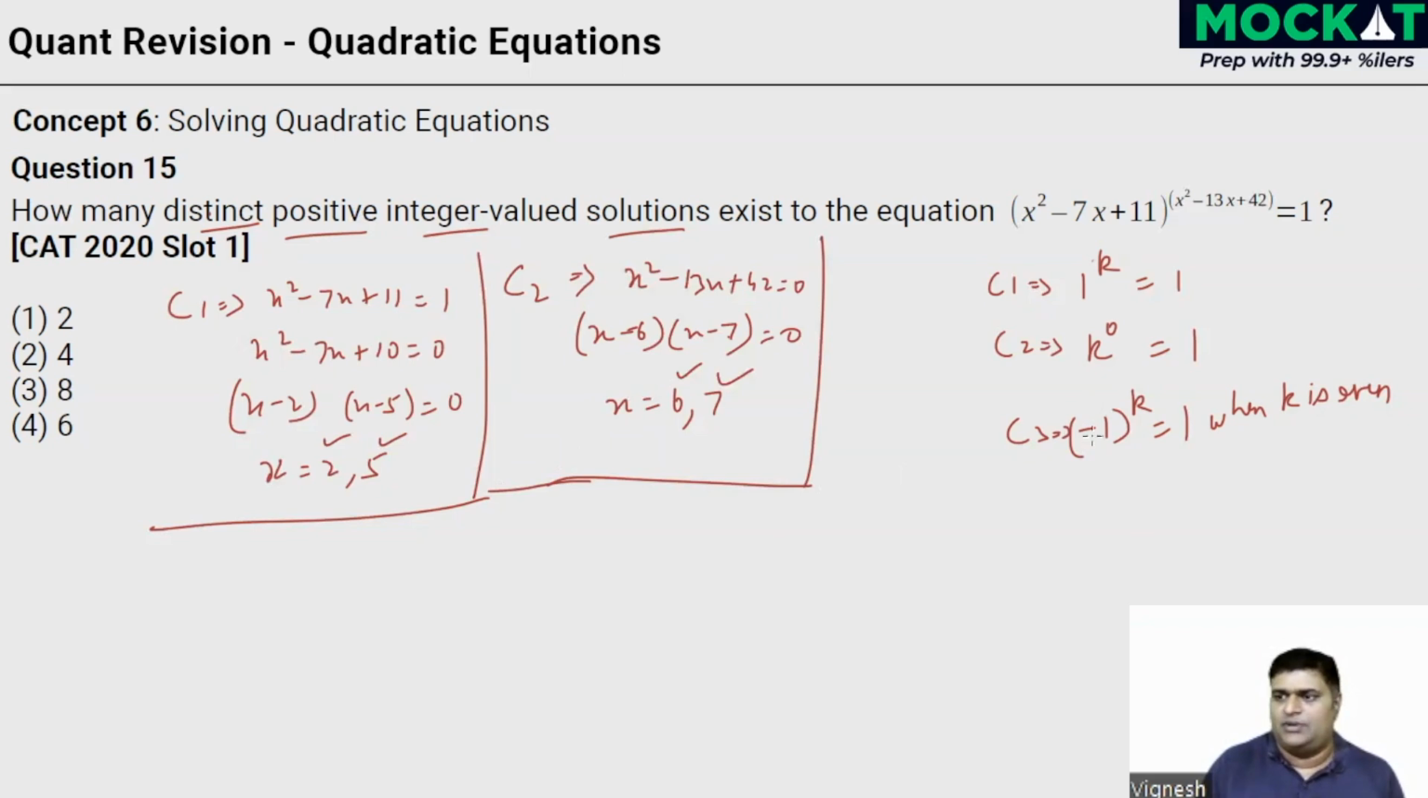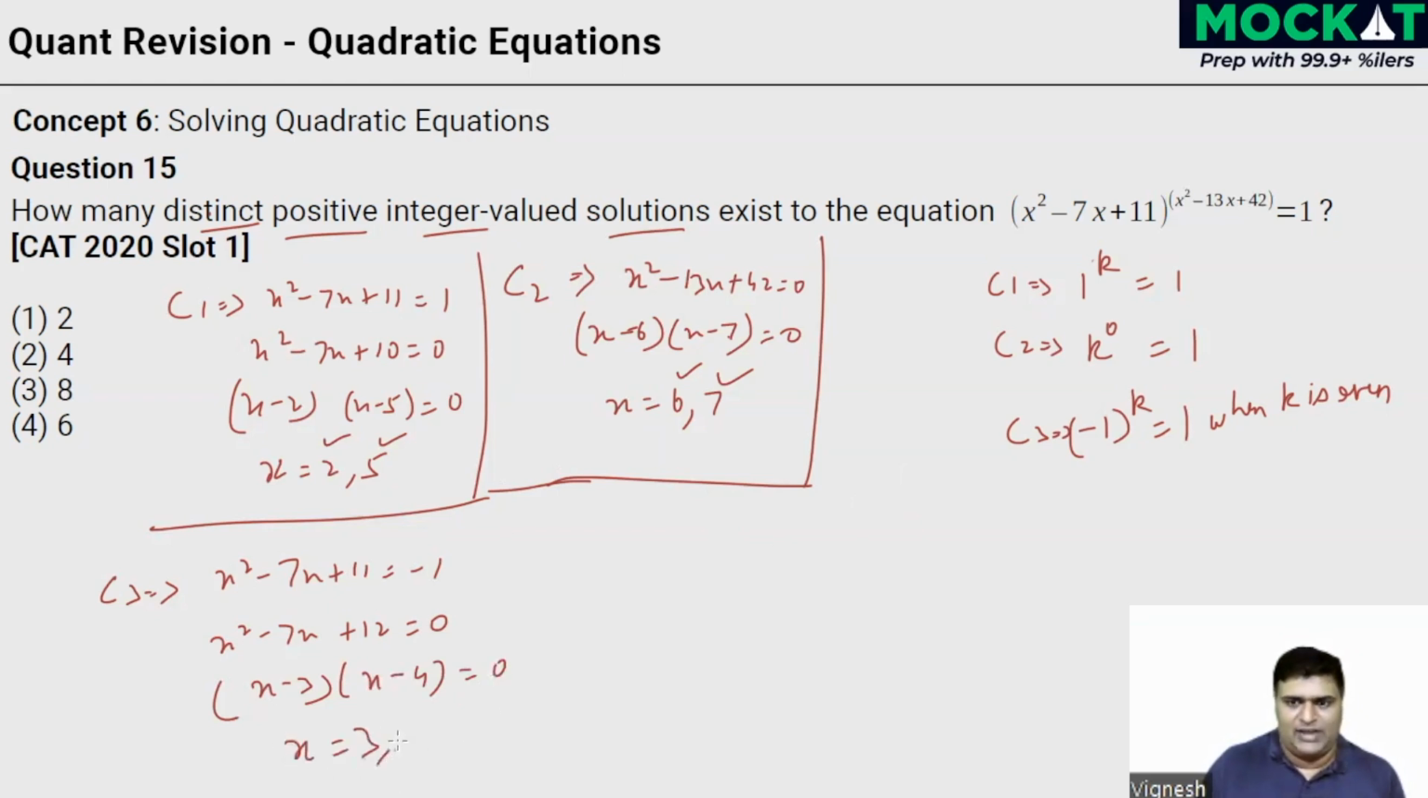The third scenario over here is where the base is equal to minus 1. So x square minus 7x plus 11 equals minus 1. Bring the minus 1 here. x square minus 7x plus 12 equals 0. x minus 3 into x minus 4 equals 0. x can take the values of 3 and 4. But hold on. If it takes the values of 3 or 4, the power should be even. What was the power over here? The power we had factorized as x minus 6 into x minus 7. Actually, we know that if one is even, the other is odd. The other number is 1 less than this. That's it. We know that whatever integer you're going to put, it's going to work. One is even, one is odd.